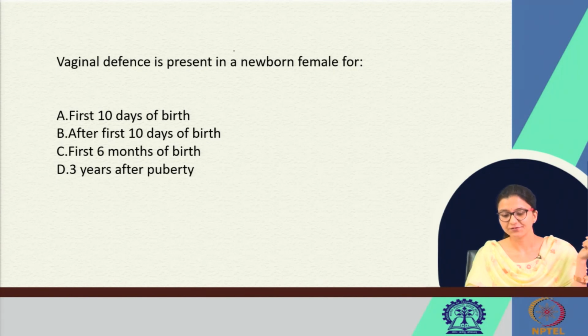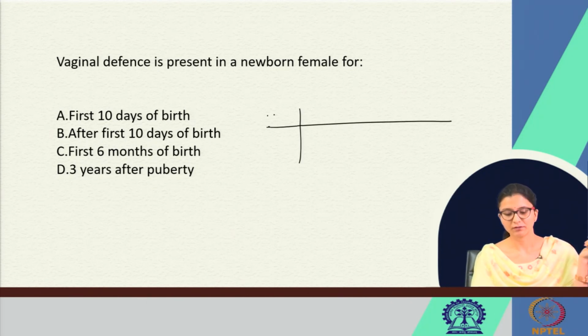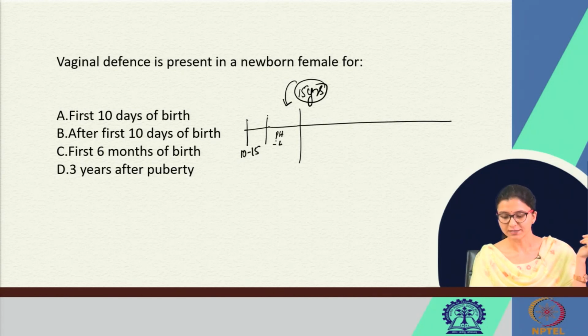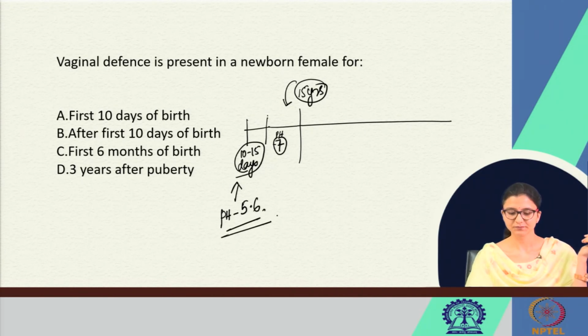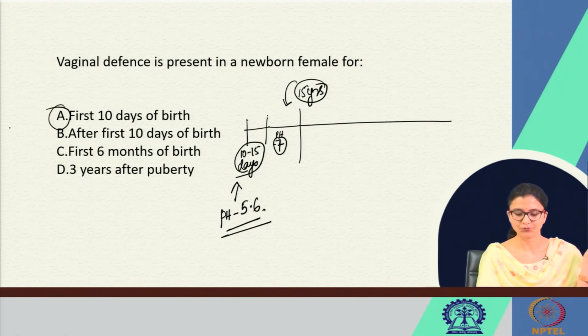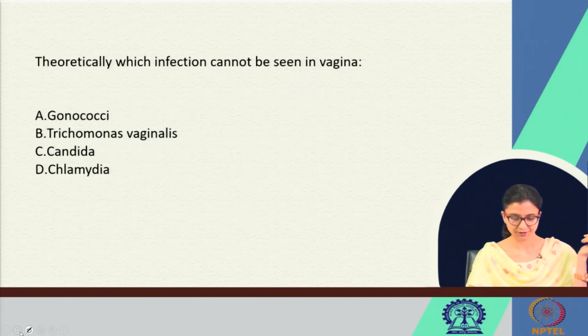Next question: vaginal defense is present in the newborn female for how long? We have studied it, the vaginal pH before puberty is alkaline, but for the first 10 to 15 days, due to the effect of maternal estrogen, the pH is slightly acidic. So, it will be the first 10 to 14 days of birth.